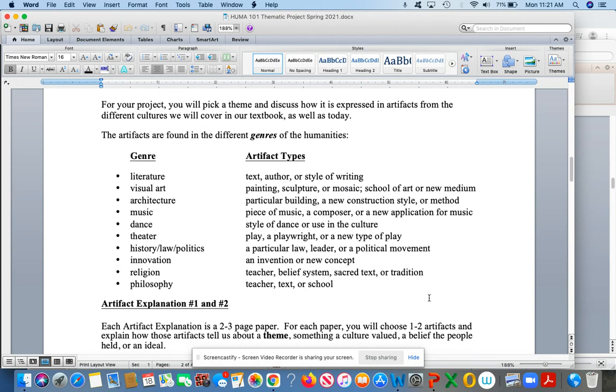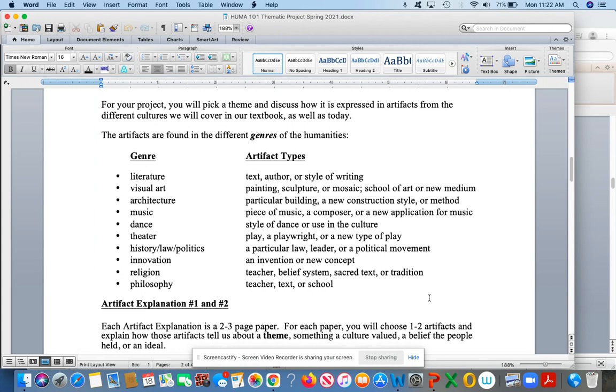Two other really important vocabulary ideas are these. When we're looking at the humanities, we'll be looking at various genres, which are basically categories of different kinds of human productions. Humans produce literature, we've produced visual art, architecture, music, dance, theater, history, law, and politics, innovation, religion, philosophy. So these are types of artifacts. In the right column, you can see the different types of artifacts that you may find within those.